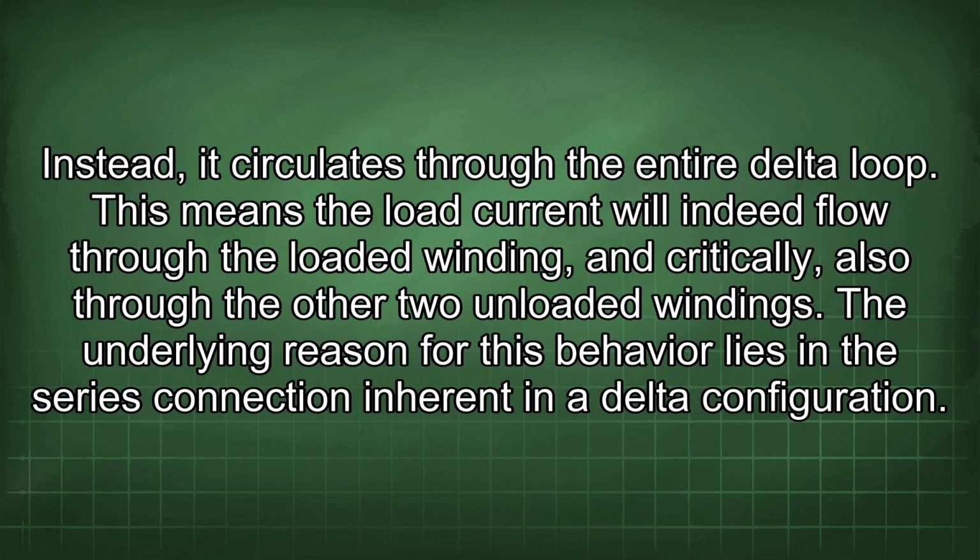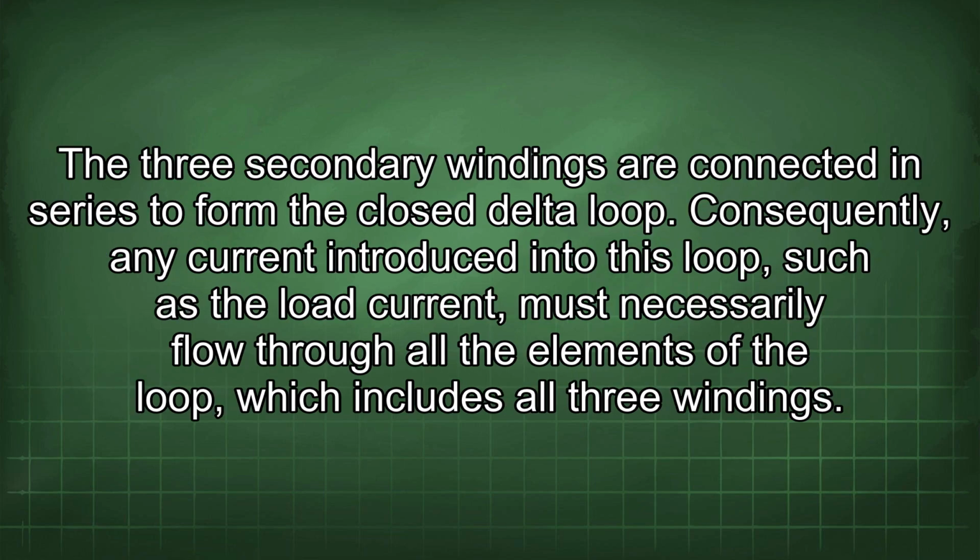This means the load current will indeed flow through the loaded winding and, critically, also through the other two unloaded windings. The underlying reason for this behavior lies in the series connection inherent in a delta configuration. The three secondary windings are connected in series to form the closed delta loop. Consequently, any current introduced into this loop, such as the load current, must necessarily flow through all the elements of the loop, which includes all three windings.